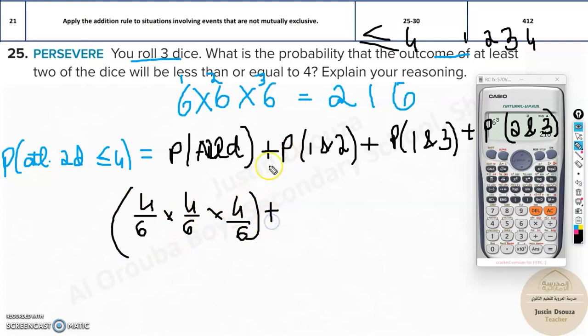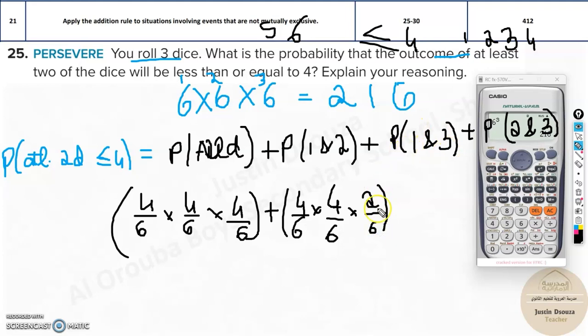Plus, what does it mean to have probability of 1 and 2 dice less than or equal to 4? That means first die will have probability 4 by 6 multiplied with second die also having 4 by 6. Now, what about the third die? It won't be less than or equal to 4. So what are the other two options? 5 and 6, isn't it? So it is 2 by 6 over here. Now, same thing over here, but the first die will be 4 by 6, second die will be 2 by 6, and the third die will be 4 by 6.